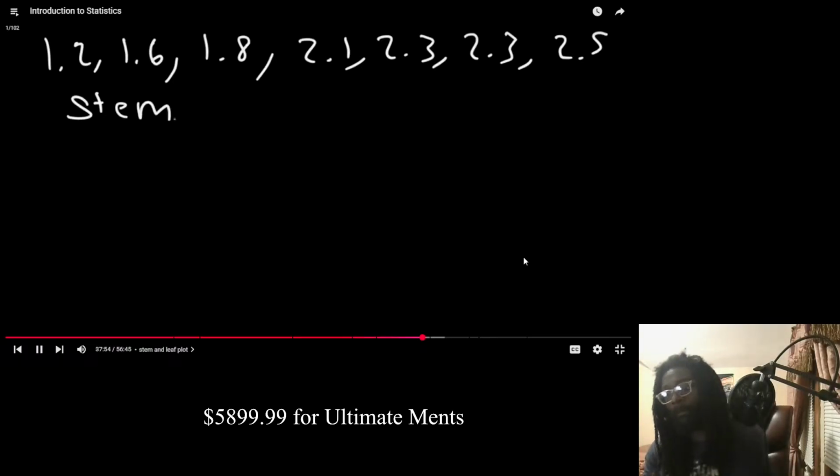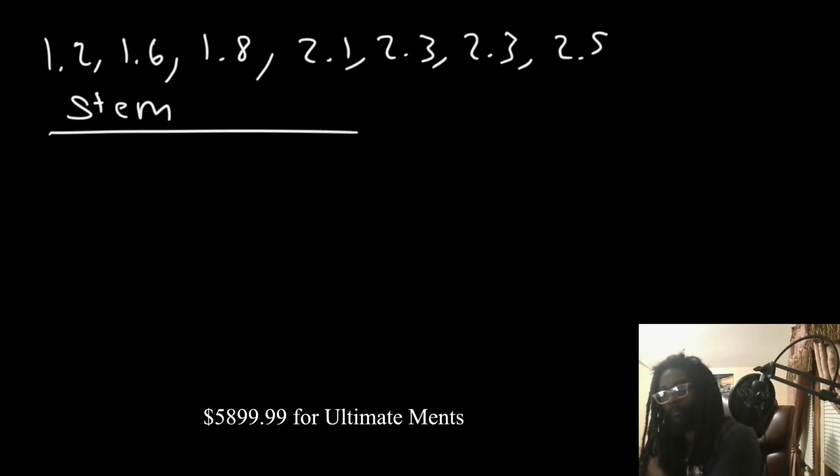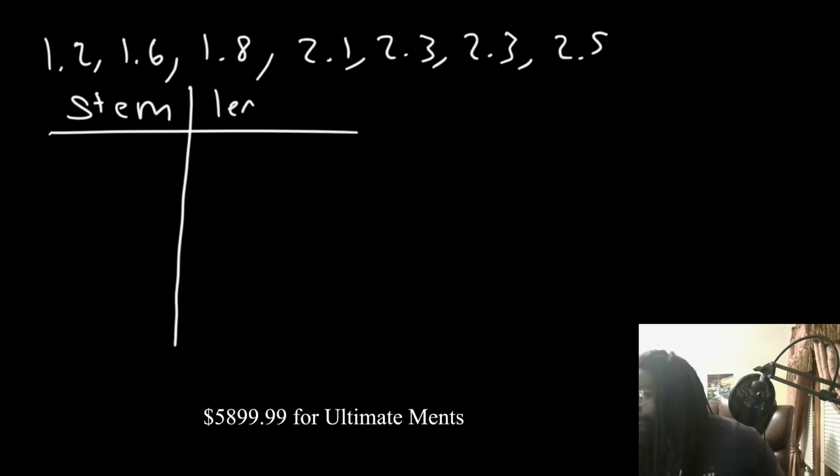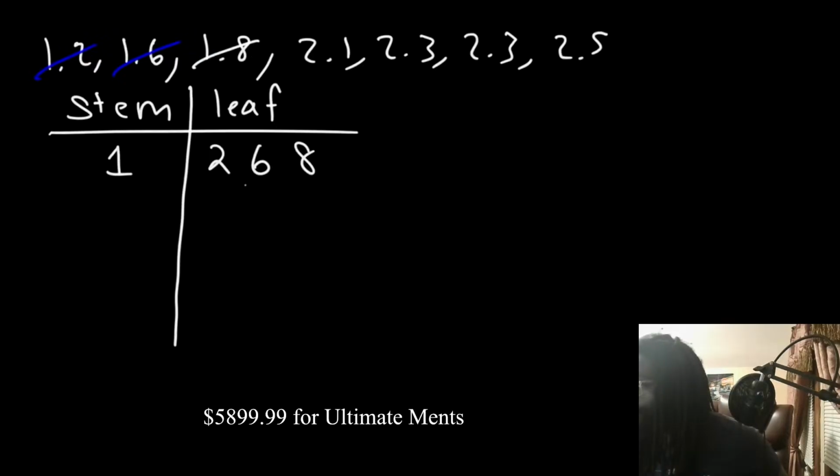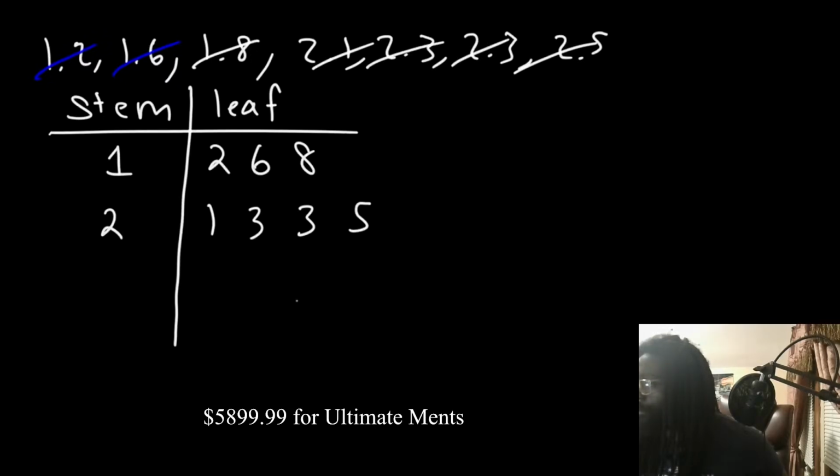We can construct this stem and leaf plot like this. So we could start with 1, and to write 1.2, we could just put a 2 for the leaf. Now for 1.6, we just got to put a 6 in the leaf column. And for 1.8, just an 8. Now we can move on to the 2's. So we have 2.1, 2.3, 2.3, and 2.5. And so that's how you can make a stem and leaf plot using decimal values. So we could say 1/6 represents 1.6 in this particular example.